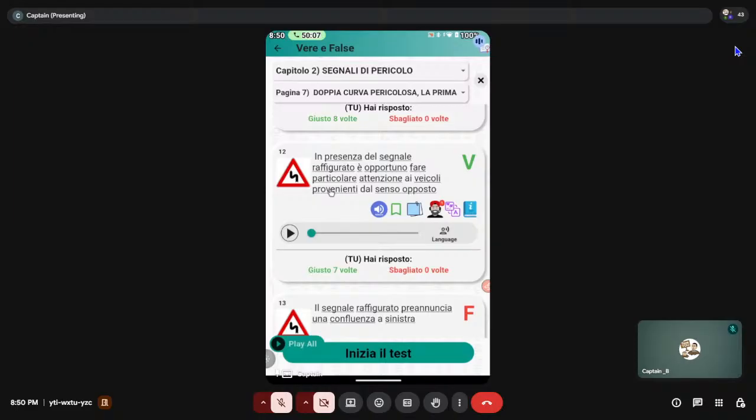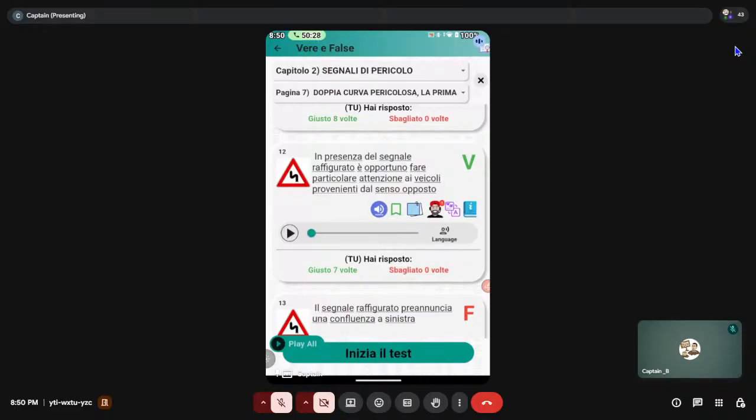All right, so we should also note that in the presence of this sign, it is opportune, meaning timely, opportuno, meaning timely, fare particolare attenzione ai veicoli provenienti a senso opposto. We say we have to pay particular attention to the vehicles coming from the opposite direction. You see, whatever I did not say here is false. So let me just show you one of the false.